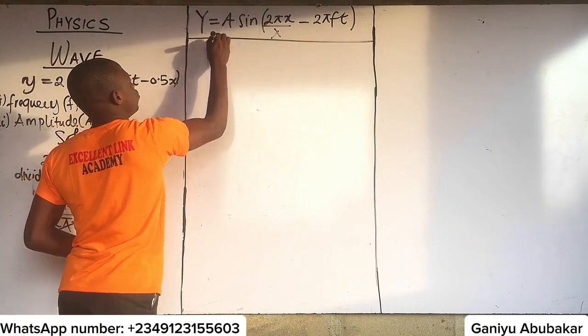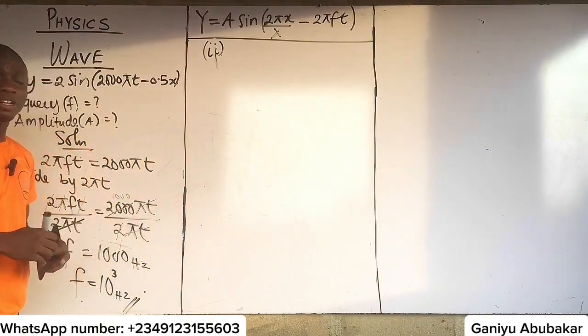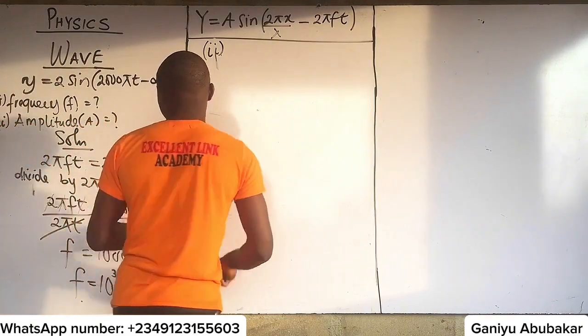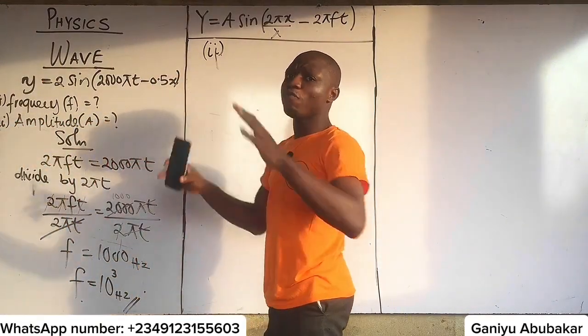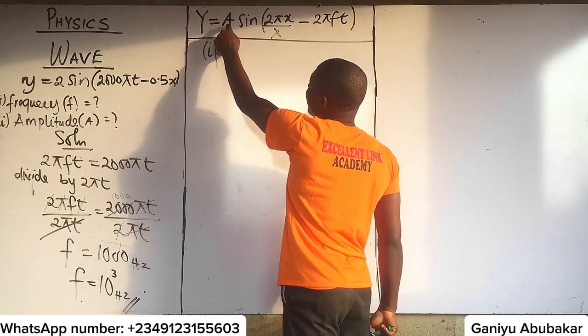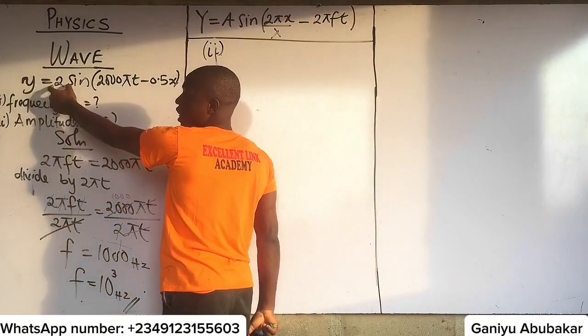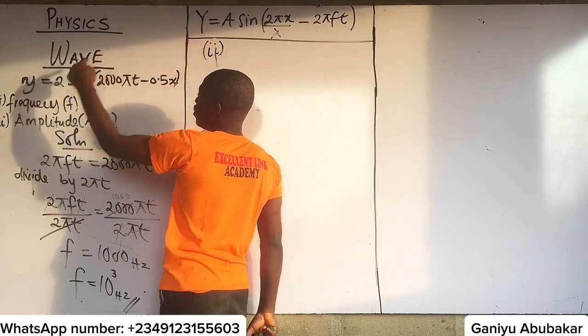Let's calculate the amplitude. The concept here is to compare. I just said that earlier, compare. Now I'm looking for amplitude. In my general wave equation, the amplitude is A. Now compare it with the given equation. This is the position of A here, so my amplitude here is 2.